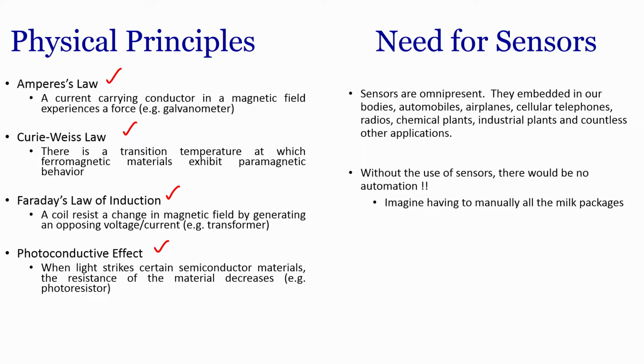Now, when you talk about the need for sensors, what is the need? The need for sensors is that sensors are omnipresent, they are embedded in our bodies, automobiles, aeroplanes, cellular telephones, radios, chemical plants, industry plants and countless other applications. I told you sensors are everywhere. Your body is full of sensors, right. I just gave you a few examples.